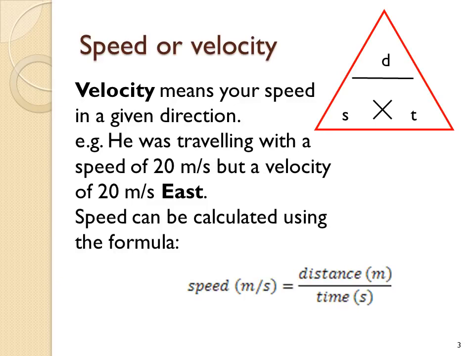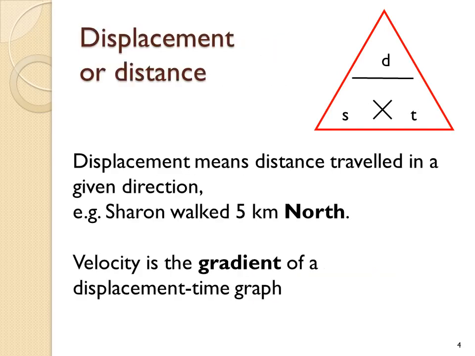You need to know the speed formula, which is speed equals distance over time, and the standard units for speed would be meters per second. Displacement means distance travelled in a given direction, so displacement is also a vector. Velocity is the gradient of a displacement time graph.